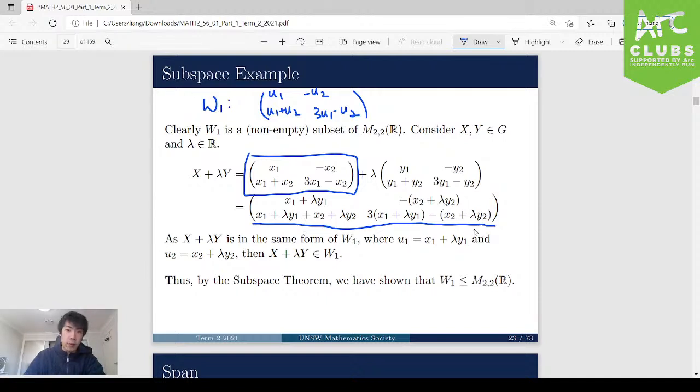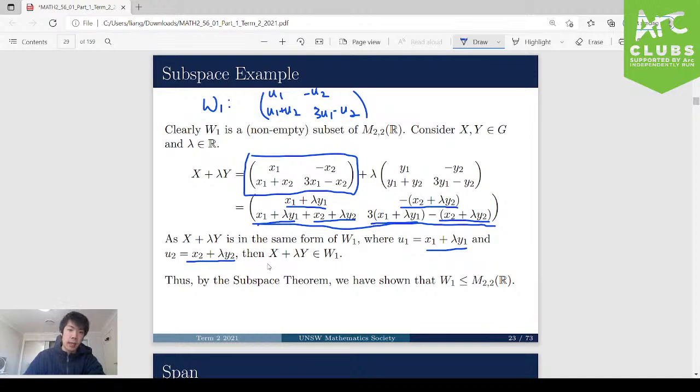The only difference is that we have, instead of U1, we have x1 plus lambda y1. And instead of U2, we have x2 plus lambda y2, right? So U1 and then negative U2, so negative x2 plus lambda y2. And then U1 plus U2, we have x1 plus lambda y1 plus x2 plus lambda y2. And in our fourth element here, we have 3U1 minus U2. We have 3x1 plus lambda y1 minus x2 plus lambda y2, right? And so we do have a matrix in the same form as W, just that it looks a bit more complicated, but it's still the same thing.